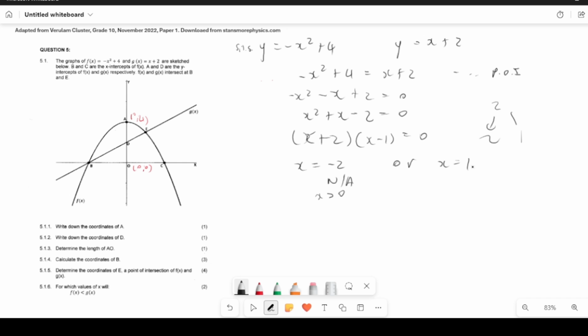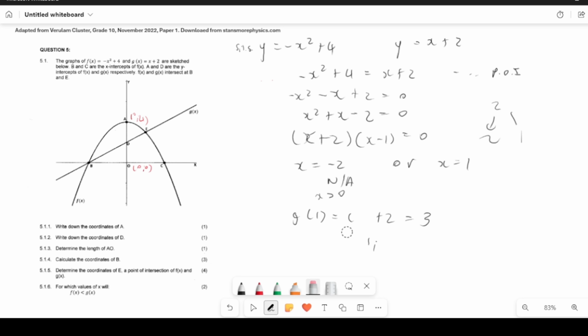And so if I want to find the y value, now I can input it into either of these functions. So I will do that for the linear function. So g of 1 is equal to 1 plus 2, which equals 3. So therefore, the coordinates of e are (1, 3). Okay, that's solved.